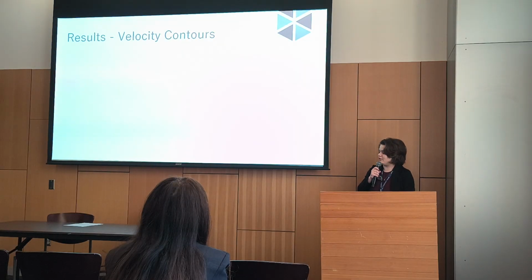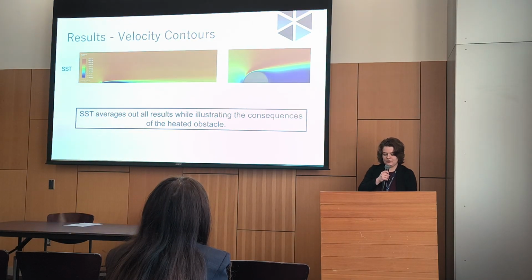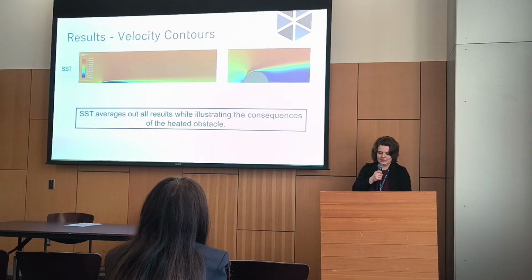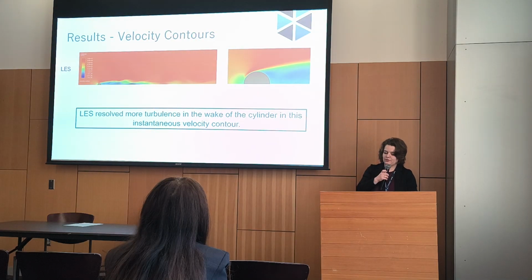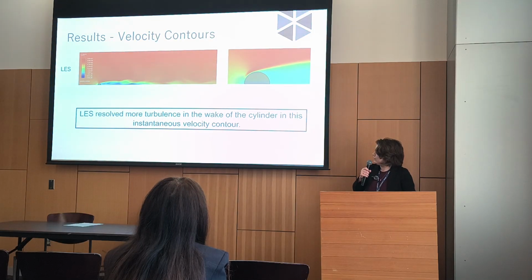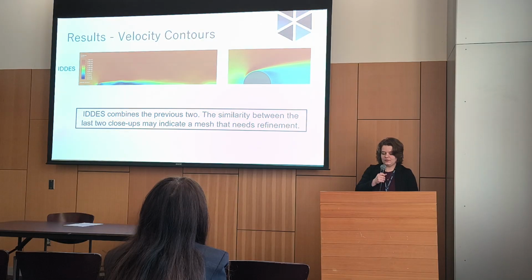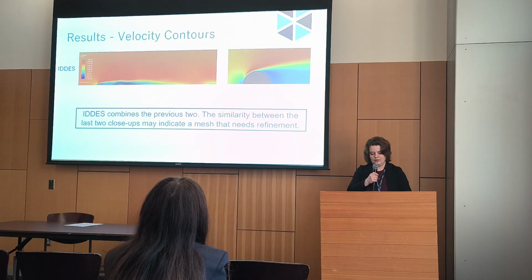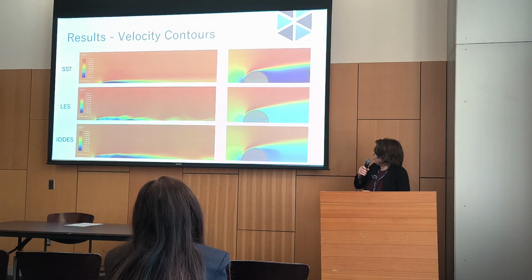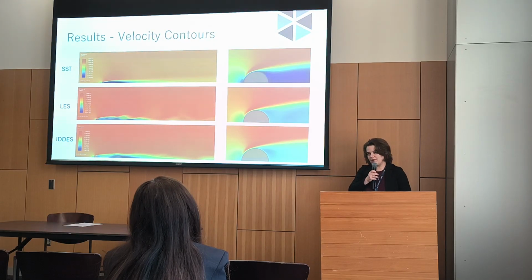And then going into our velocity contours. So SST, we can see that it averages out all the results, illustrating the consequences of this heated obstacle in the way. LES, we can see, has turbulence in the wake of the cylinder in this instantaneous velocity contour, so we can see all the variations. And then IDDS still has some turbulence, but it is more evened out. And then the similarity between all the different close-ups of this can also indicate that our mesh needs refinement.